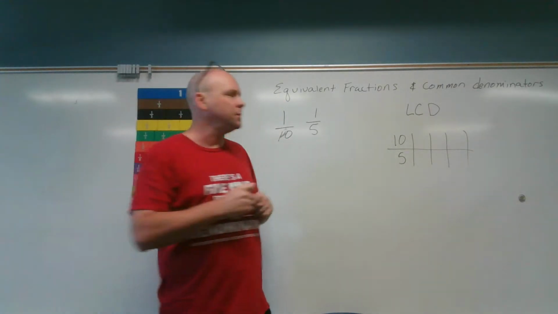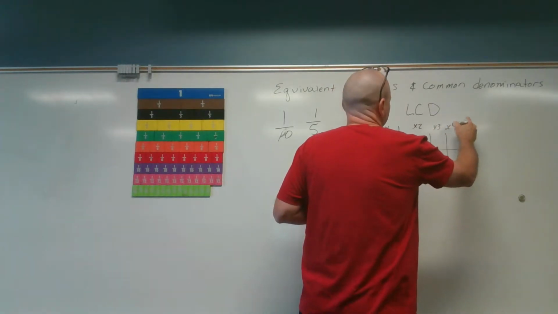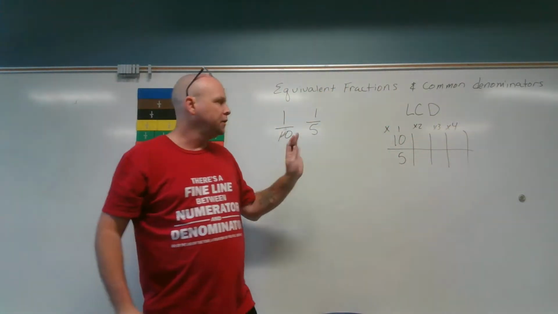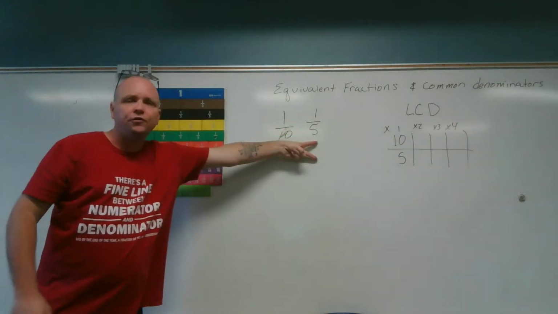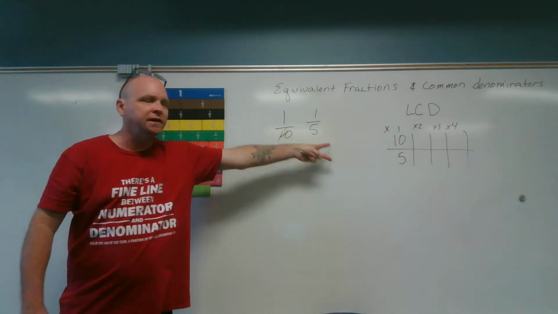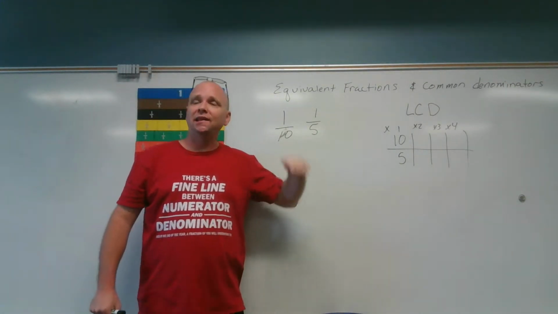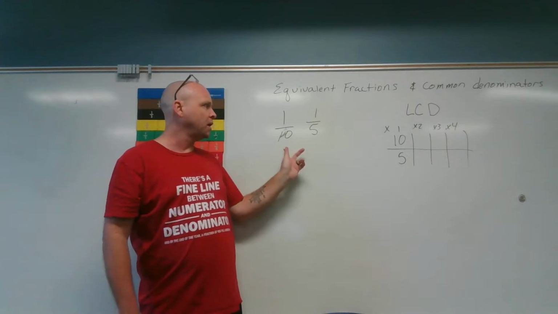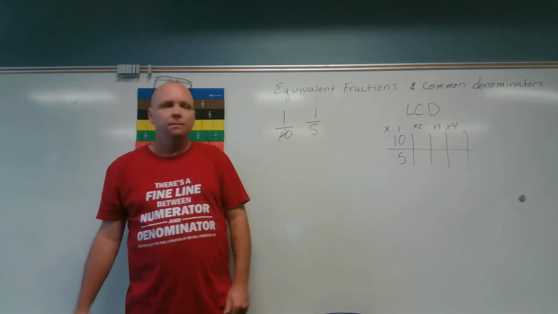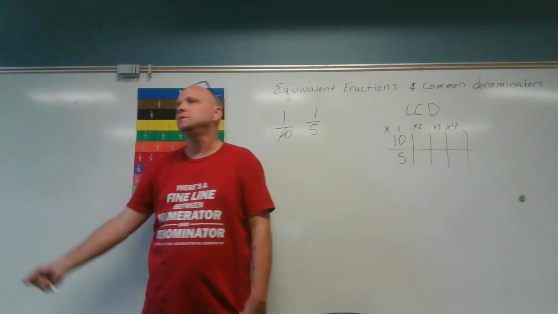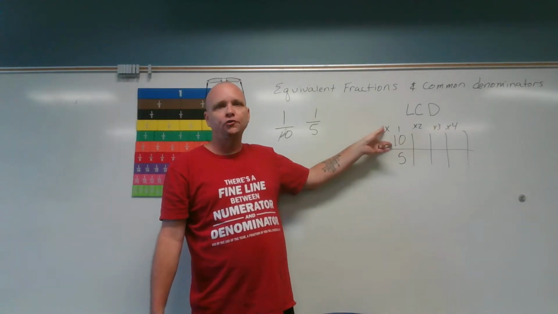When you're doing the least common multiple, as we've already done videos on that, you're basically making a multiplication chart, and you write it out until you find the first number that appears on both lists. That's least common. Can we find a common denominator that is not the least common? Yes. I could multiply 10 times 5 and make a common denominator of 50. But because I like to make my work easier, if possible, I'd like to find the least common multiple.